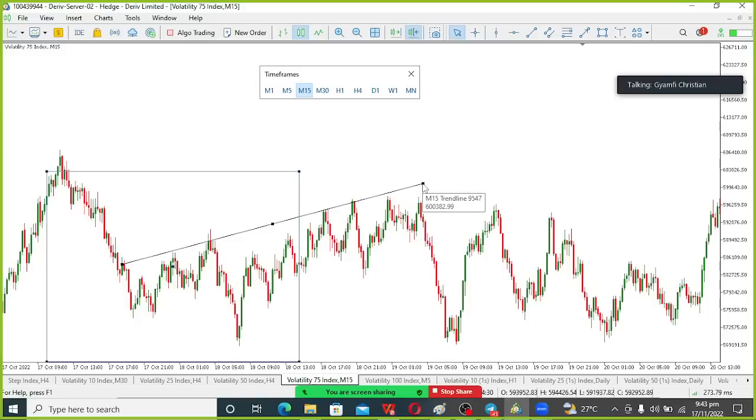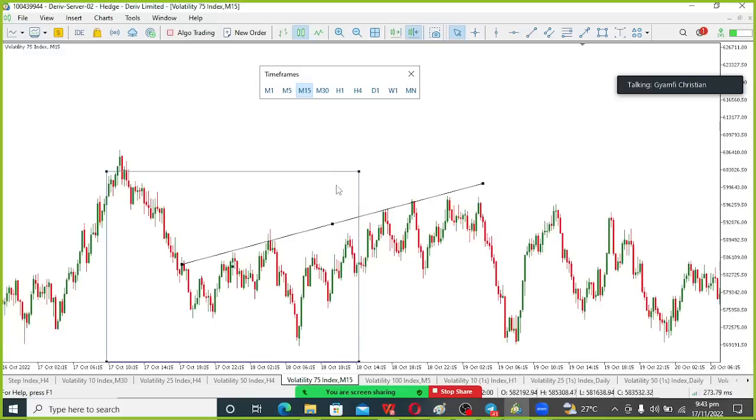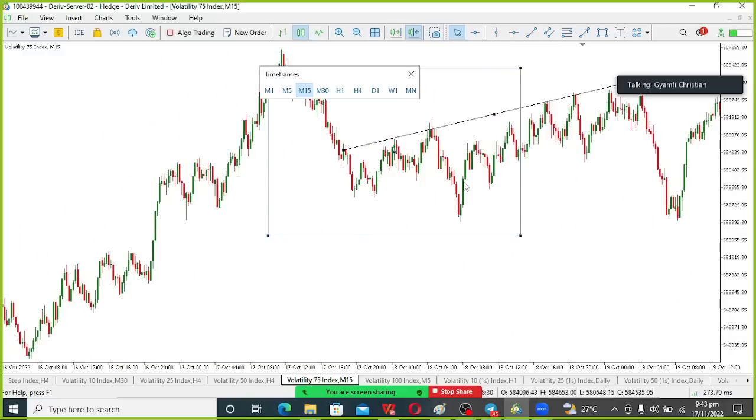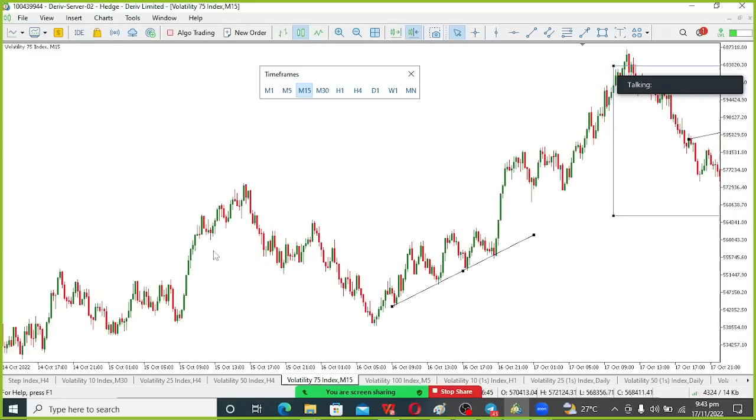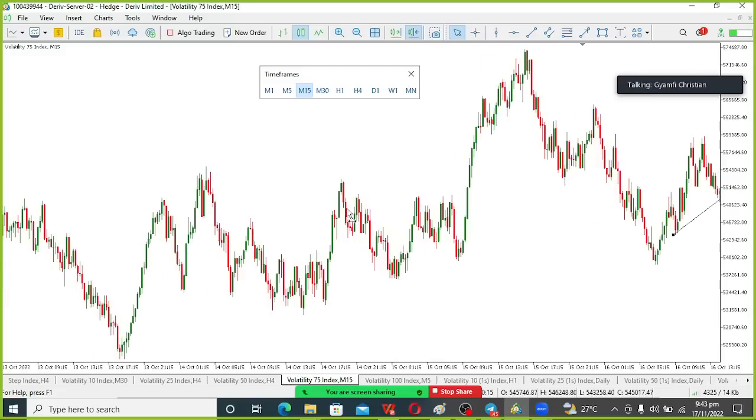If you are confused, if you don't understand anything, we have the chat box. Please drop your question, and kindly let me know so that I can take it again. I believe you guys understand what I just explained. So how you draw your trend line depends on the area you want to cover. Then you just look out for the highs and the lows.